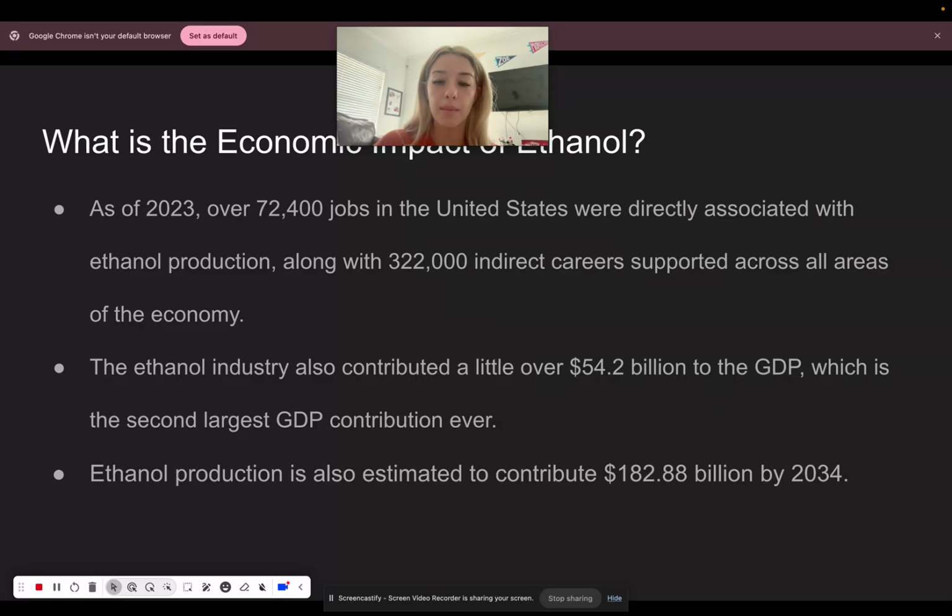What is the economic impact of ethanol? So as of 2023, over 72,400 jobs in the United States were directly associated with ethanol production, along with 322,000 indirect careers supported across all areas of the economy. The ethanol industry also contributed a little over $54.2 billion to the GDP, which is the second largest GDP contribution ever. Ethanol production is also estimated to contribute $182.88 billion by 2034.